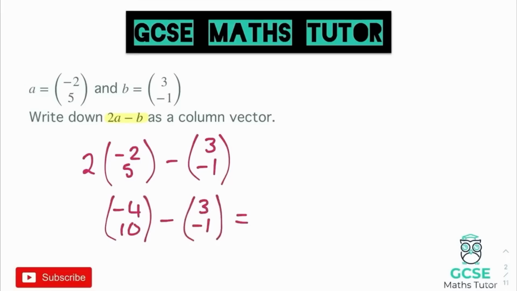So let's just think about this numerically. We've got minus 4, and we're going to take away 3. So minus 4, take away 3, leaves us with minus 7. And on the bottom there, we just need to be careful because we're going to be doing 10, and we're going to take away that negative 1 on the bottom. So taking away a negative, that's obviously going to add 1. So actually we're going to do 10 add 1 here, and that's going to be 11. And there we go, there is our final vector, minus 7 over 11, written as a column vector.